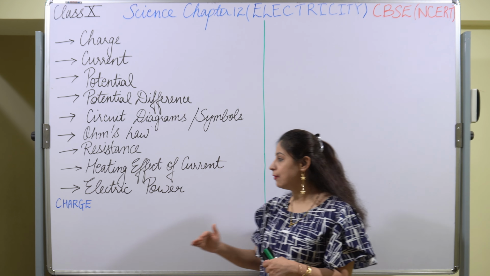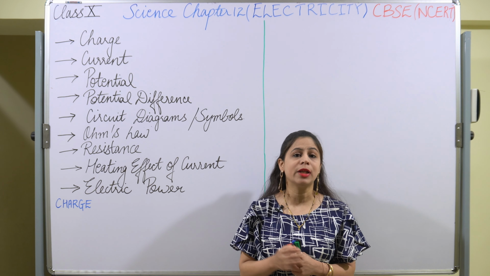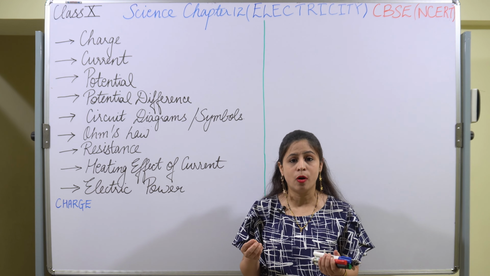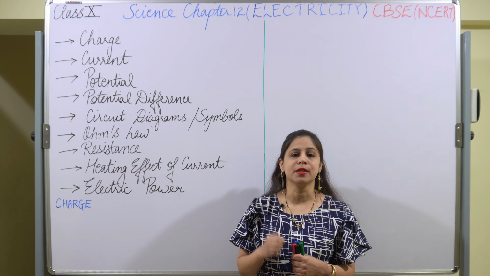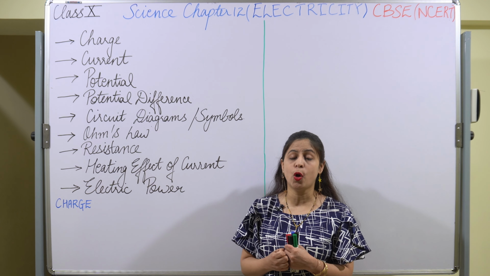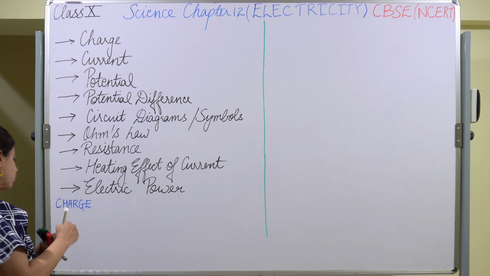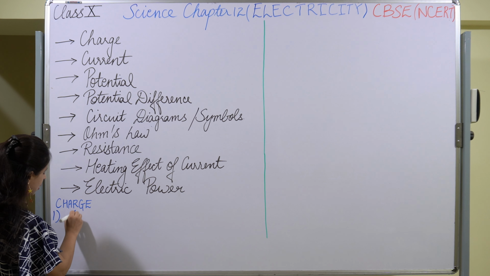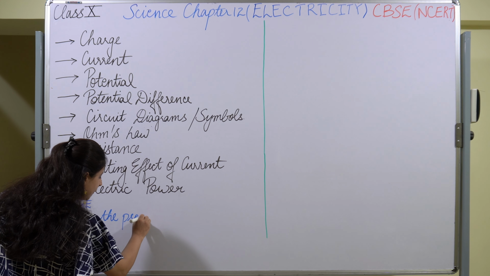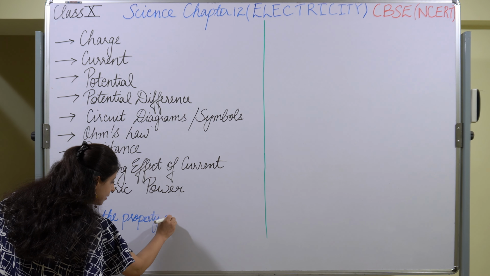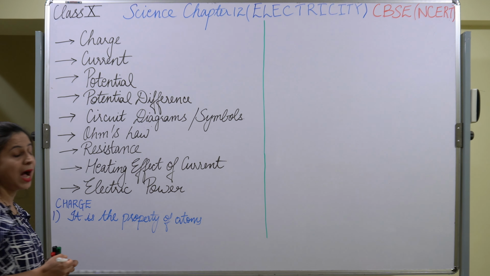So let us start with the charge. Charge is the property of matter, and we already know that matter is formed with the help of atoms. So we can also say it is the property of atoms. Let us quickly jot down the points for charges. The first point says it is the property of atoms.